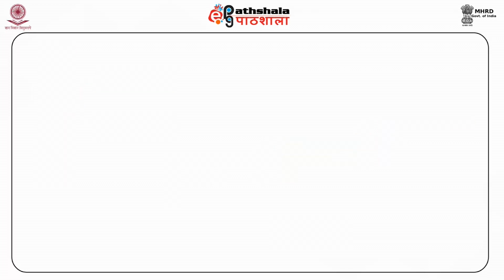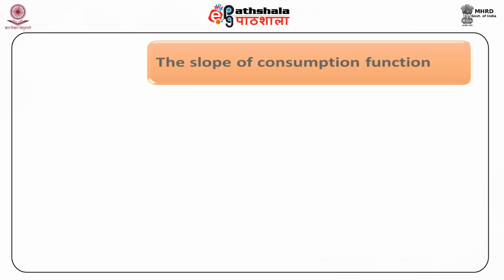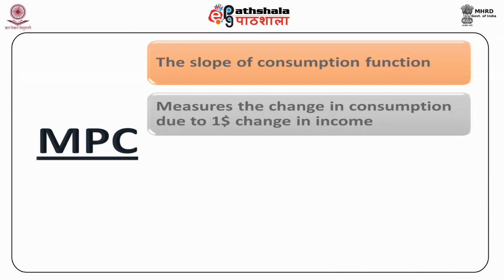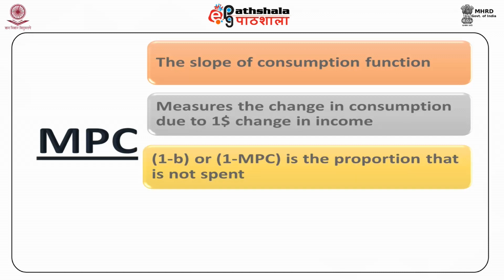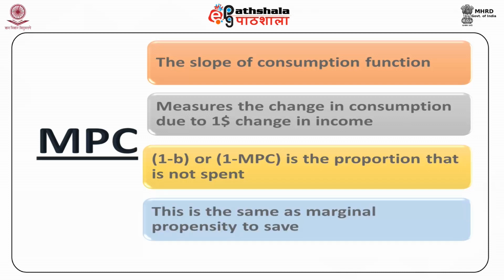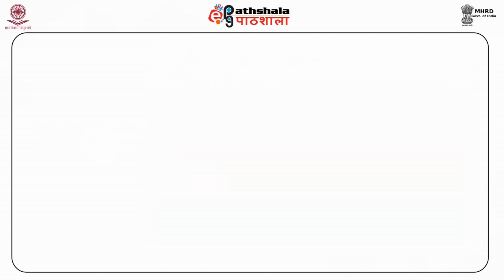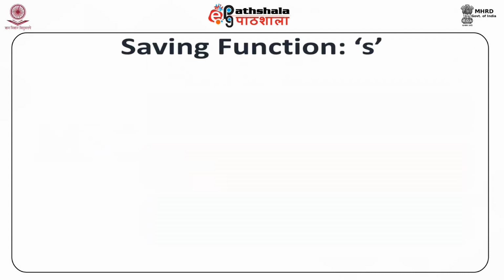As mentioned earlier, the slope of the consumption function is the marginal propensity to consume. It measures the change in consumption due to a $1 change in income. As the rest of the income is saved, 1 minus B or 1 minus MPC is the proportion that is not spent. This is the same as marginal propensity to save. This could also be denoted by small s in the saving function.